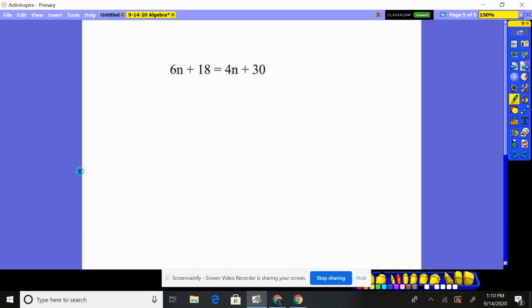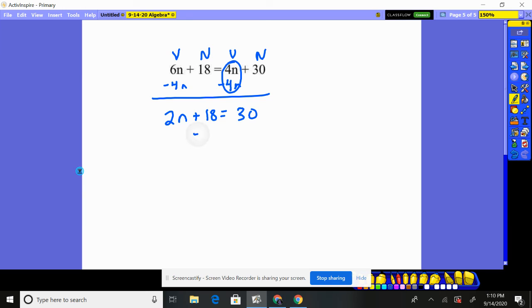Final problem. 6n, a variable plus a number equals a variable plus a number. So, hey, get all variables on one side. Well, let's go ahead and subtract 4n. That'll get rid of them on this side. Basically moves them over here. So we have the variable 2n plus the number 18 equals the number 30.